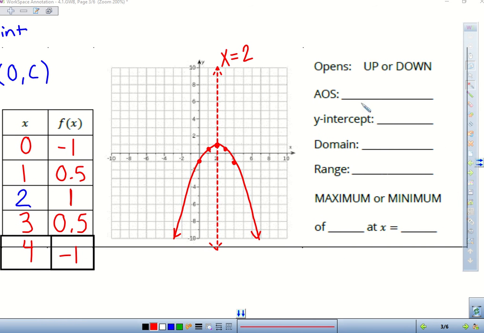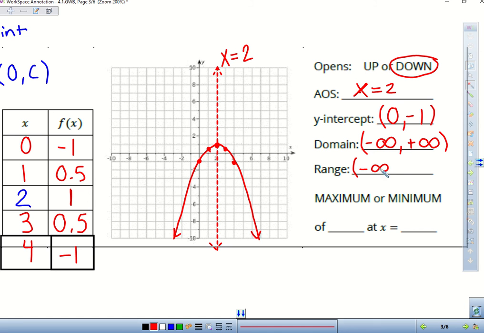Okay. So does this open up or down? Down. Axis of symmetry is? So here is where the y-intercept, the c value, comes in. What's the c value? Good. That's your y-intercept. Okay? Your domain for any quadratic is negative infinity to positive infinity. And the range is based on the fact that this function is going down forever. So this range is going to be from negative infinity until it gets to the positive 1.